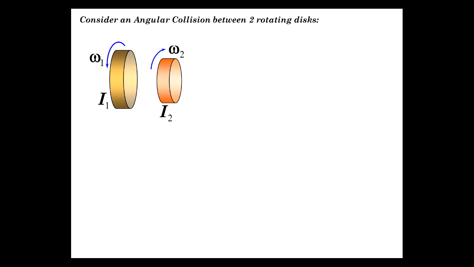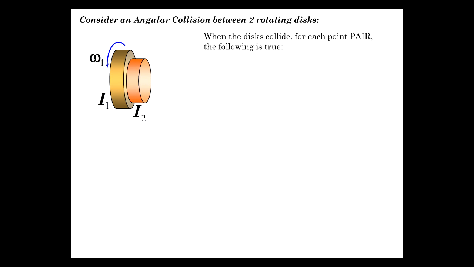This is kind of like a clutch. This idea of a clutch on a car, where the flywheel and the pressure plate on the transmission basically brings the engine to the transmission and transfers power from one to the other. So there it is. We bring disk 2 and disk 1 together. So this is really an angular collision.